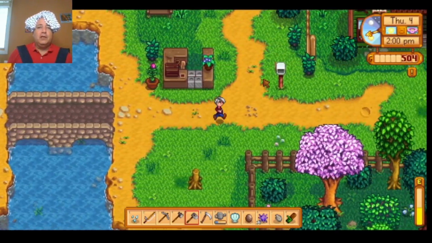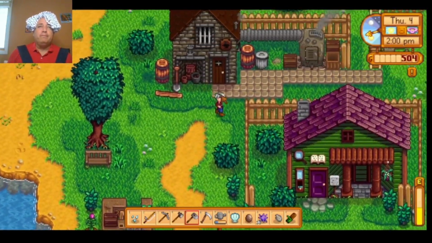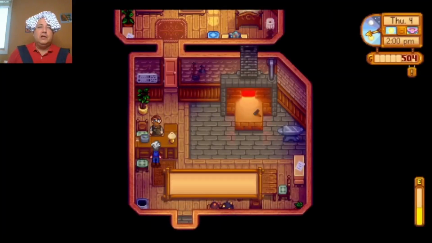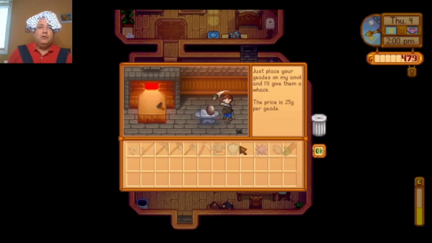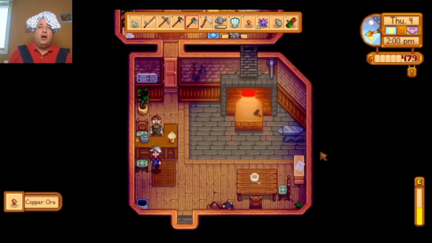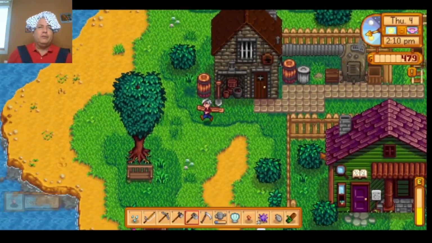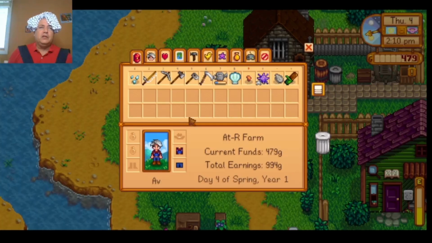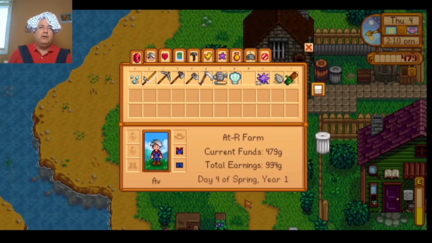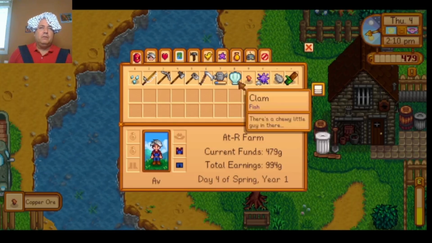The focus is going to be getting the most out of each plot. So let's go see Clint the blacksmith. We're going to process the geode for 25G. Oh, it's copper. That's our first copper. Normally, I don't get excited about copper. There's another thing we're going to dig up. So let's put the copper down and go and dig up that point.